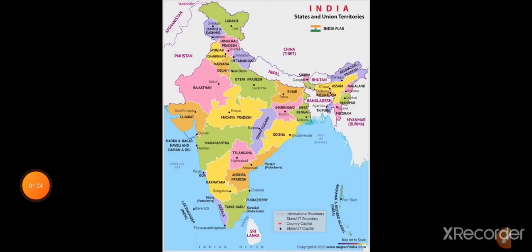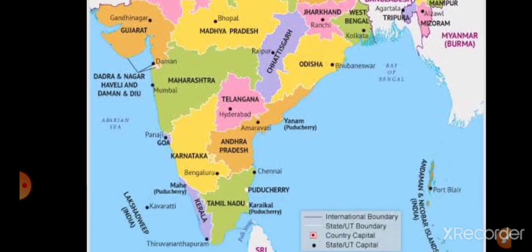So in this political map, you can see the states and their capitals and also the union territories. Please go through the map if you have it in your home. Please try to understand the location of different states and union territories, and if you can, find out the capitals also. Then try to plot this in a map, especially in an outline map if you have. Here you can see all the states.